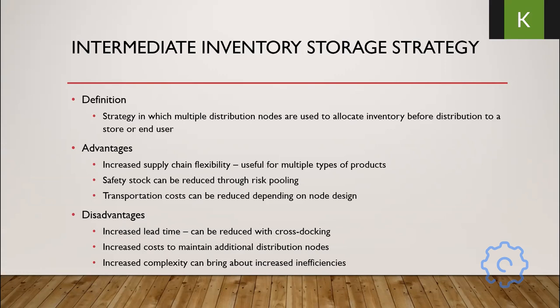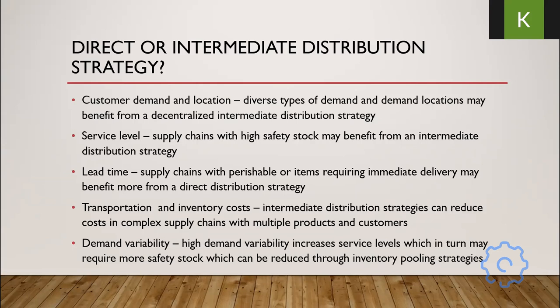If you have an intermediate inventory storage strategy, this complexity can allow you to actually reroute products around the distribution network in order to bypass any issues with transportation. So this increased complexity, although it can cause increased inefficiencies, can also be used to mitigate problems within a distribution system. So, a direct or intermediate distribution strategy. I see many students that feel, oh, well, sounds like an intermediate distribution strategy should always be used. Well, that's not always the case. There are certain scenarios in which a direct distribution strategy may be better than an intermediate distribution strategy.